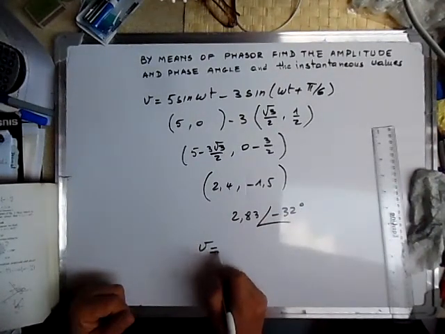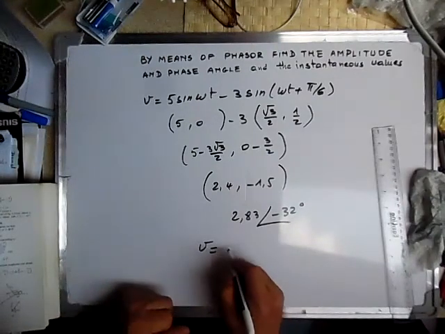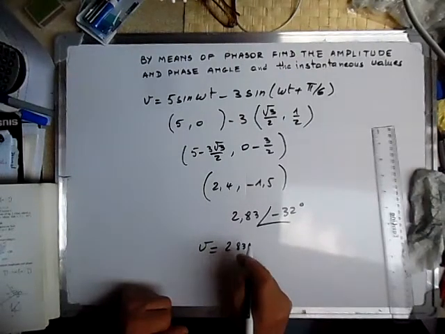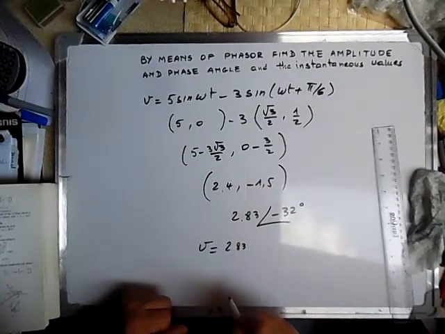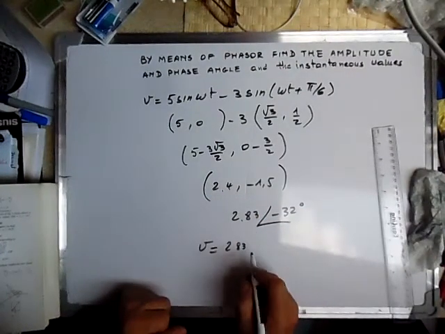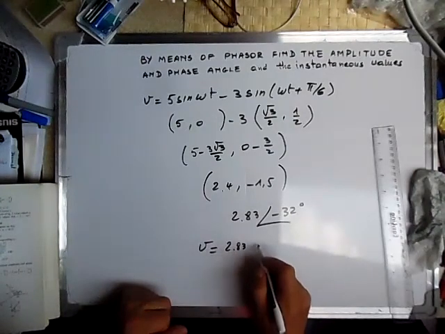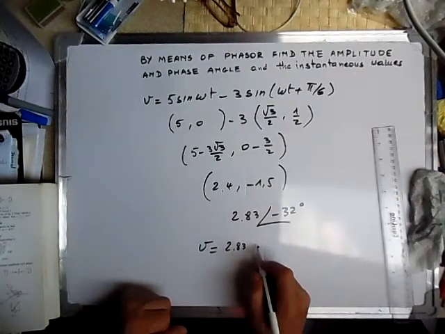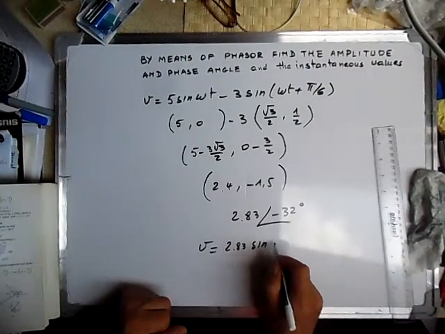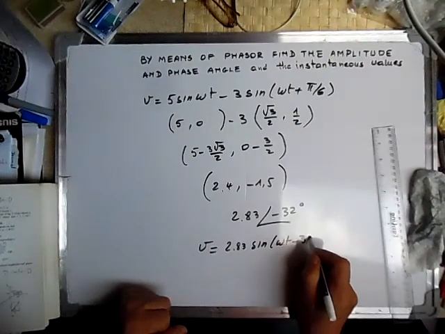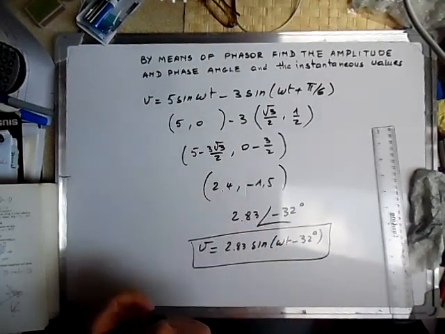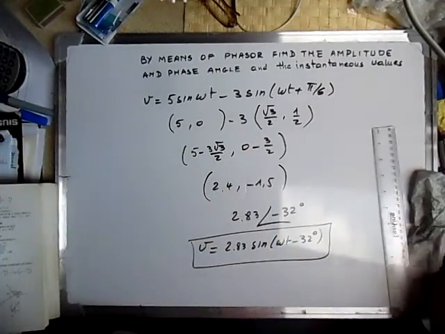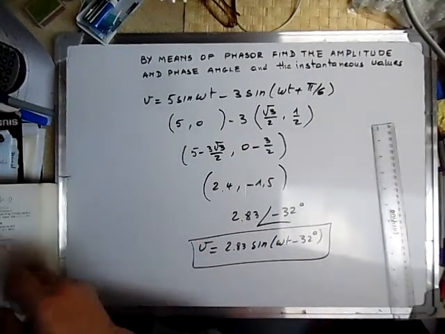So if you have to write the result of the instantaneous voltage, it is 2.83. Excuse me, because we are English, we should use point and not a comma. Point, and earlier is the same thing, sine omega t minus 32 degrees. This is the result of the sum of two trigonometric functions, as we can call them.